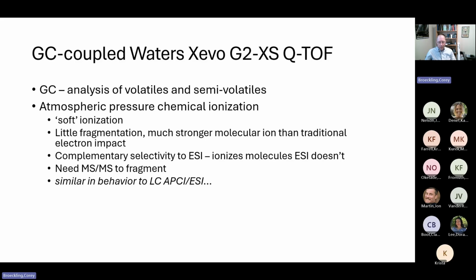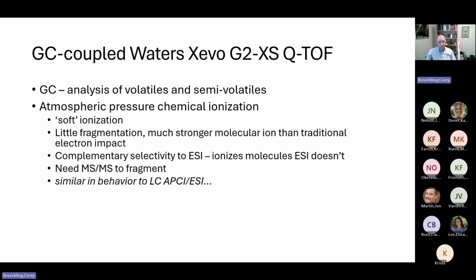We have used this instrument quite a bit in supporting molecular weight analysis, accurate mass assignment, for some of the synthetic chemists on campus, where we can't ionize something by electrospray and it ionizes really well using this APGC system.